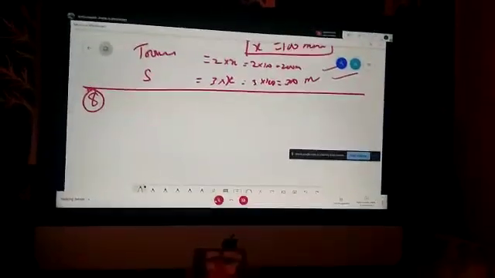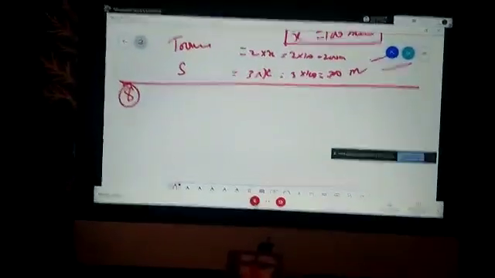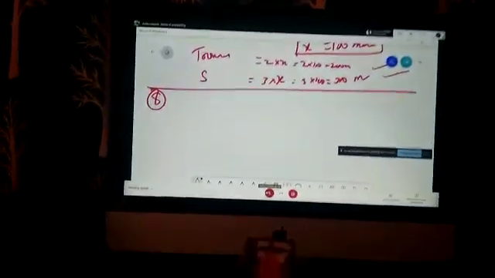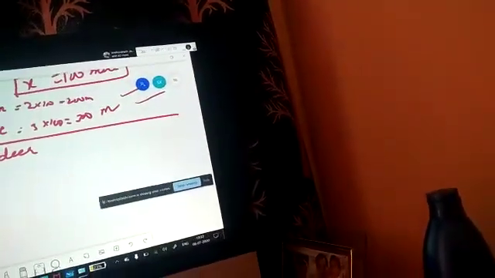Now, eighth sum, Tanmay read already, no? Yes, ma'am. Read. Half of a herd of deer. What do you mean by herd of deer? A group of deer is called a herd of deer. Okay. Half of the deer is.